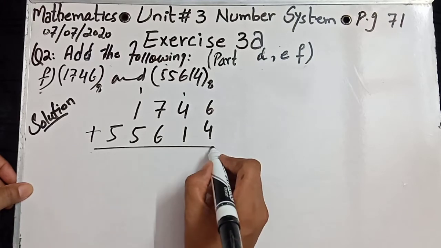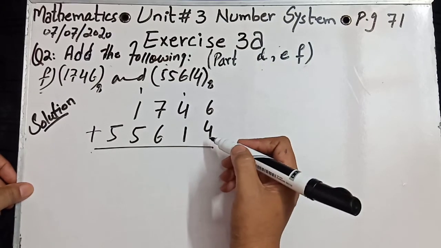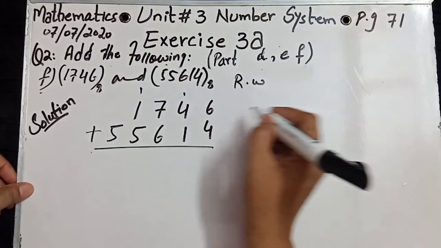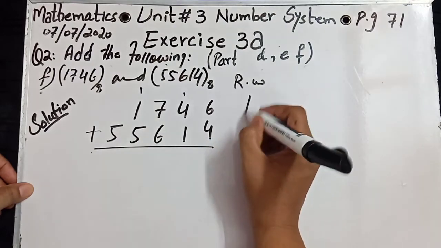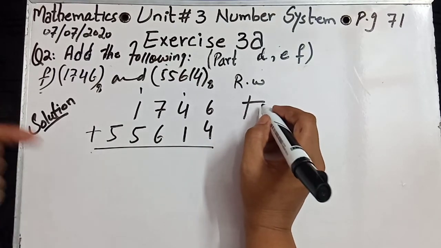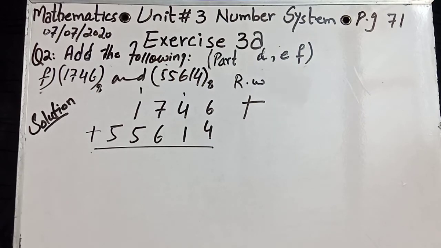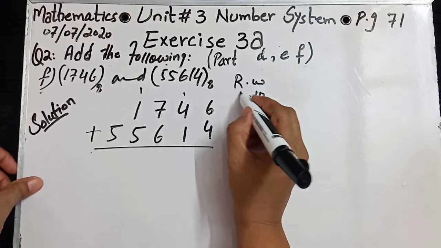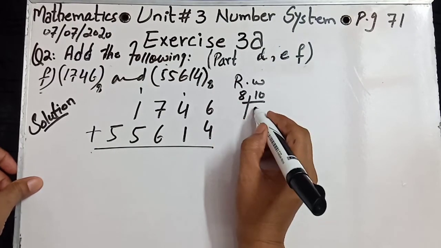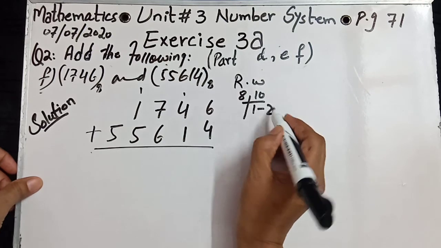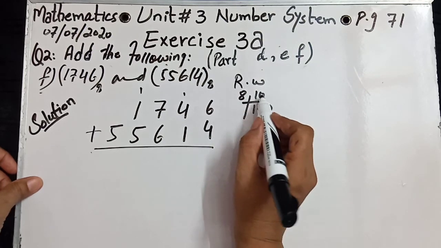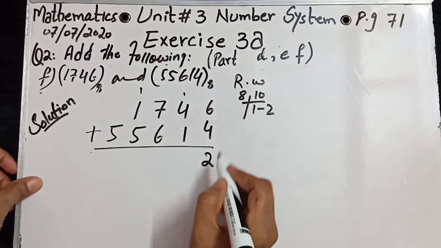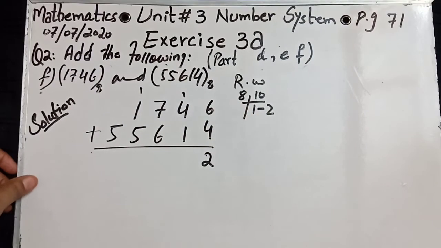Okay, in base 8 system 6 plus 4 is equal to 10. In normal addition 6 plus 4 is 10. 10 is greater than 8, so we convert into base 8 system. 6 plus 4 is 10. 10 convert into base 8 system. 8 ones are 8, 2 is left. It means in base 8 system 10 equals 12. Clear? So we write over here 2, 1 carry.